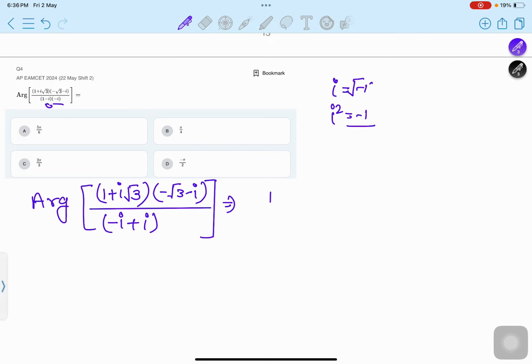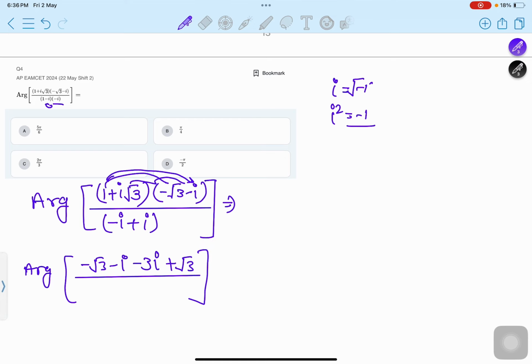So you can multiply the denominator and the numerator. Firstly multiply that, so minus root 3, and then minus iota, minus 3 iota. Multiply this one to this one, this one to this one, after that multiply by this one. So minus iota and root 3 iota is multiplied by minus iota, so the root 3, and iota square is minus 1, so minus 1 becomes plus 1. Okay, and the denominator is iota minus 1.